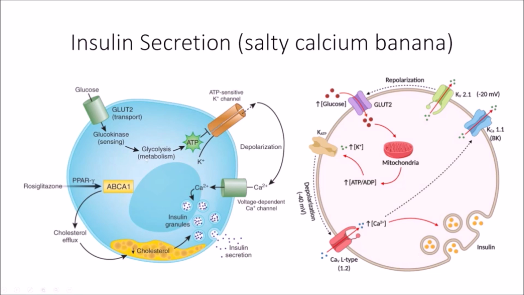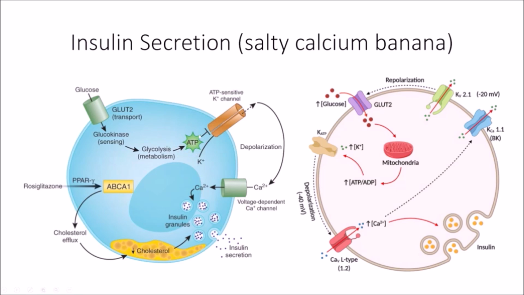And so what happens, we'll start on this left side. You eat food which has glucose in it. Glucose is just sugar. So sugar is transported via the GLUT2 transporter into the body and goes through glycolysis and the Krebs cycle and the electron transport chain to produce ATP.